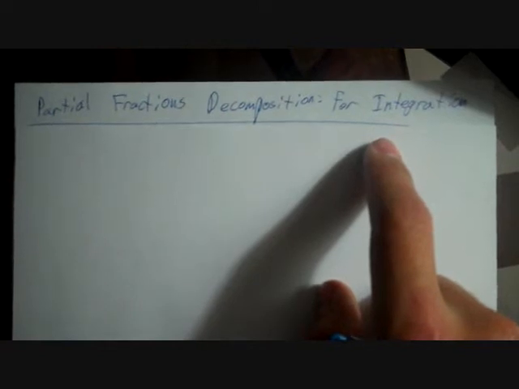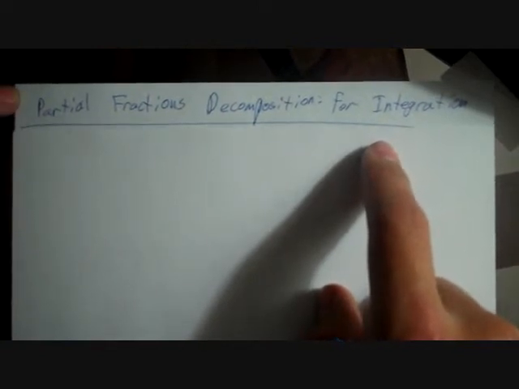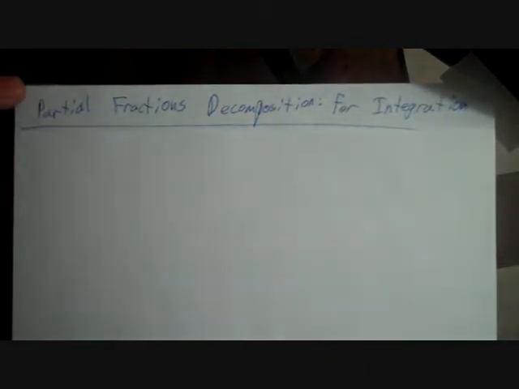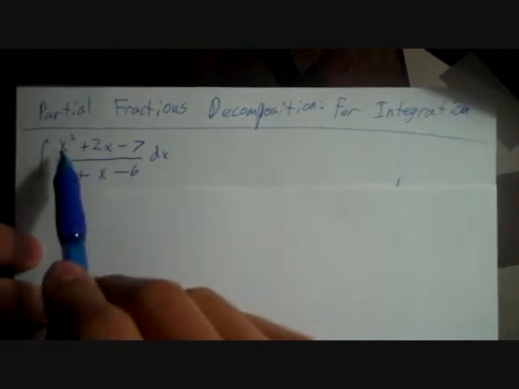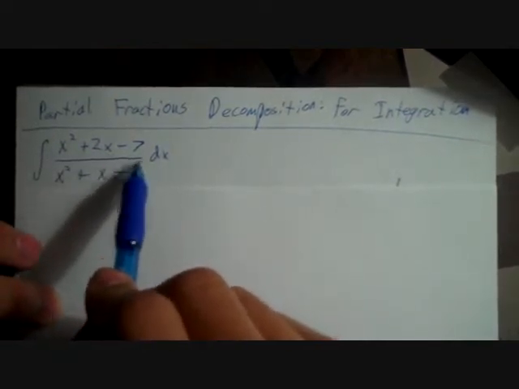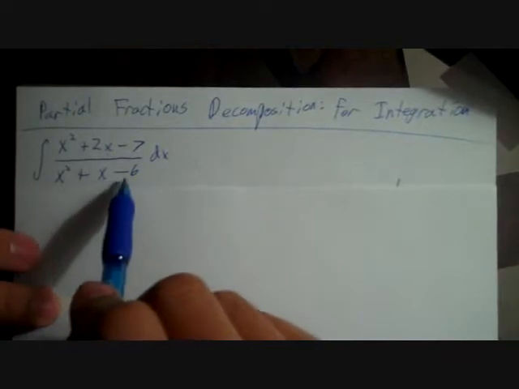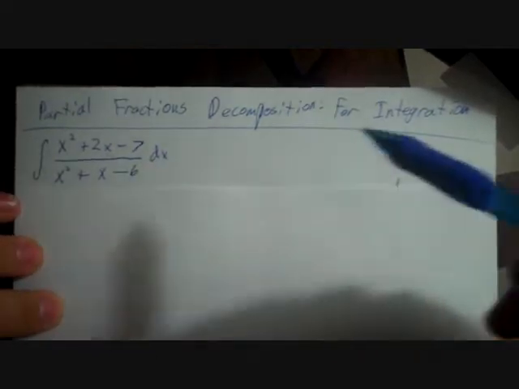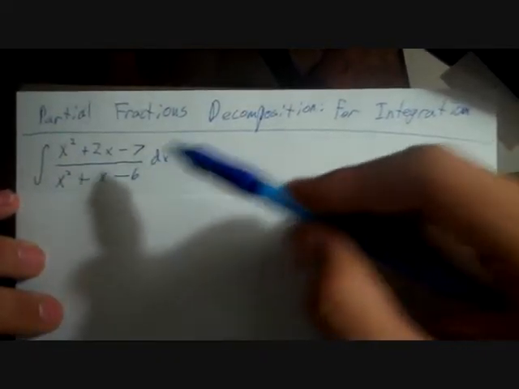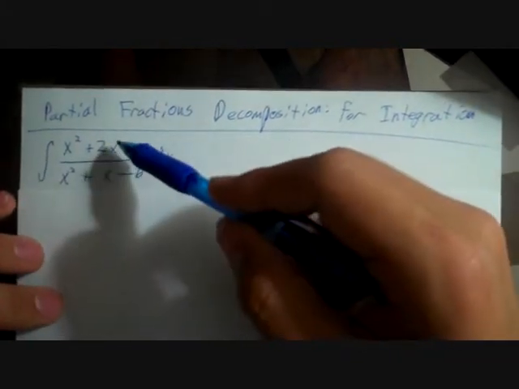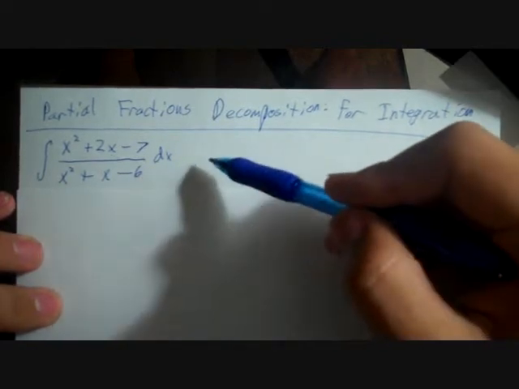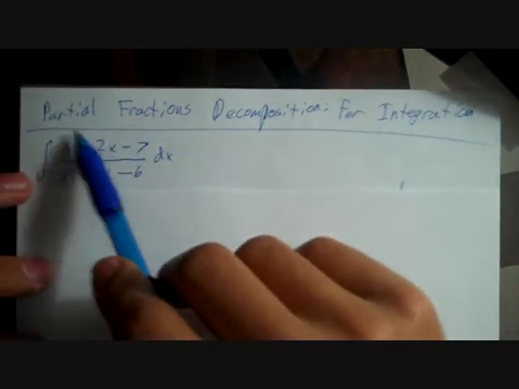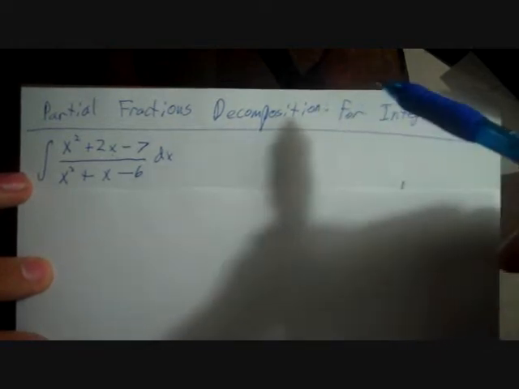So first, it's best to describe partial fractions with an example. We'll open with an example here. Say I asked you to antidifferentiate x squared plus 2x minus 7 over x squared plus x minus 6 dx. We couldn't really do any kind of u substitution. There's no quotient rule for integration, so we're kind of stuck. So we need to use a new technique. We're going to use partial fractions decomposition.